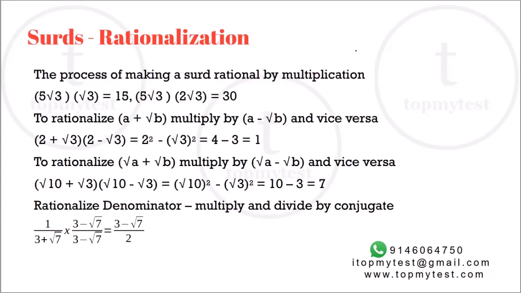The next thing which is very commonly associated with surds is the concept of rationalization. What is rationalization? You convert an irrational number like a surd into a rational number. You usually do it by multiplication, right? So for example, something like 5 root 3, you can multiply it by root 3 to get 15, or you can multiply by 2 root 3 to get 30.